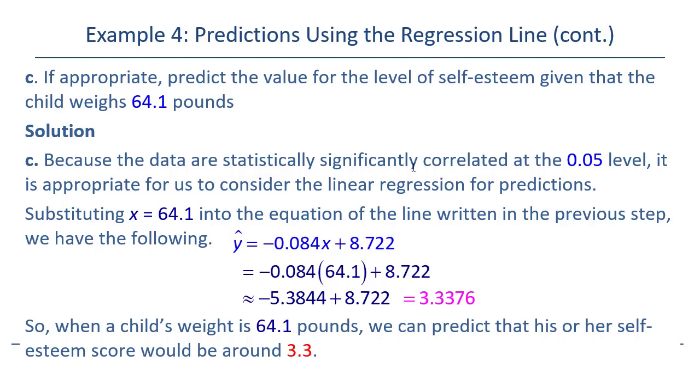If we wanted to do it at the 0.01 level, we couldn't use it. So at this point, we can put 64.1 into the equation, which is our X. Multiply it by this, add that to it, and we get 3.337. So basically, if the child weighs 64.1 pounds, they're going to have a self-esteem score of around 3.3. That's what that means. That's all that means.